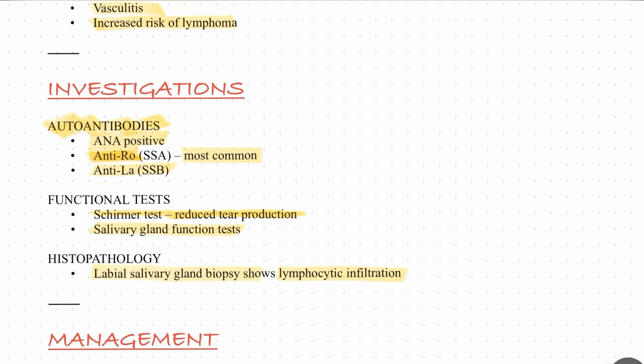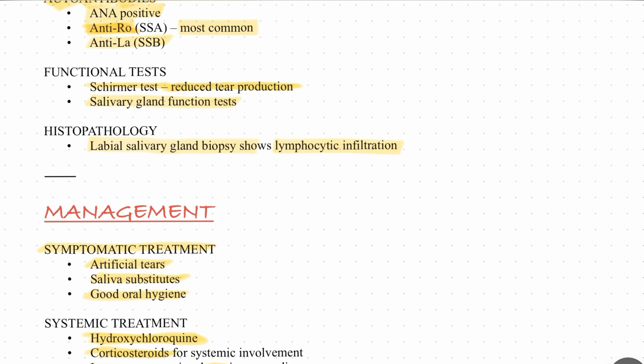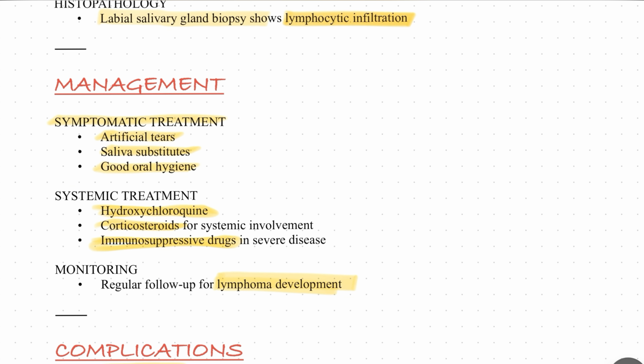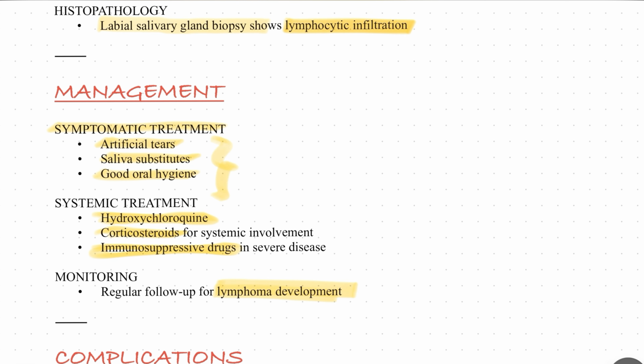Then anti-Ro was the important investigation, we called it SSA. Then Schirmer's test for dry eye confirmation, increased risk of lymphoma. Which type of lymphoma? Non-Hodgkin lymphoma, right?